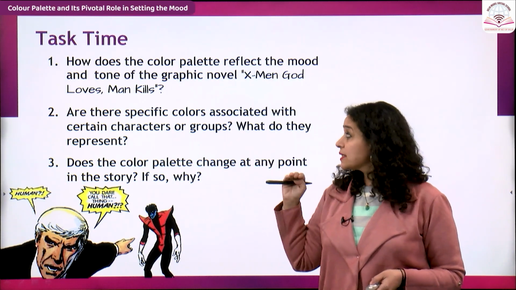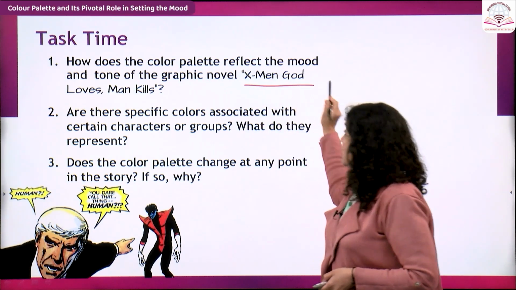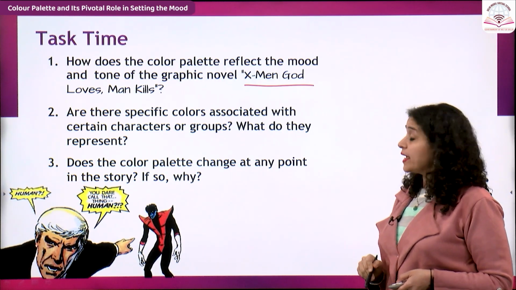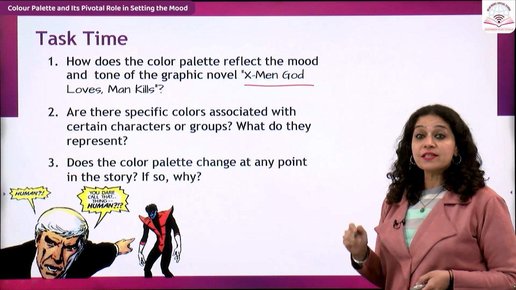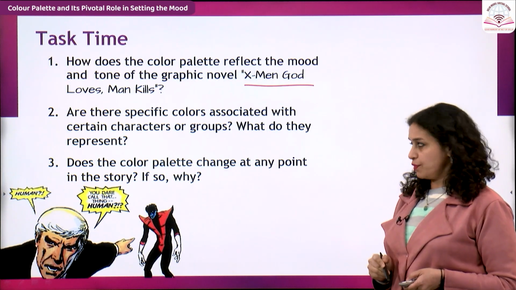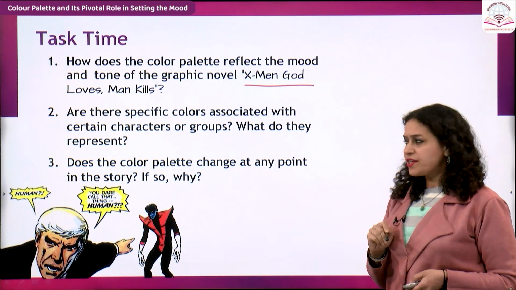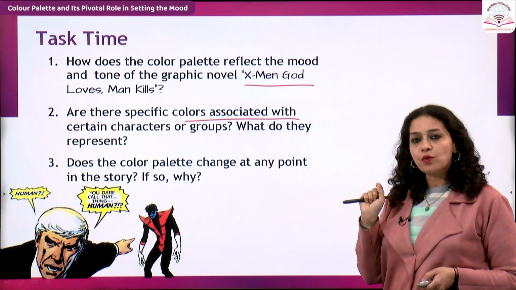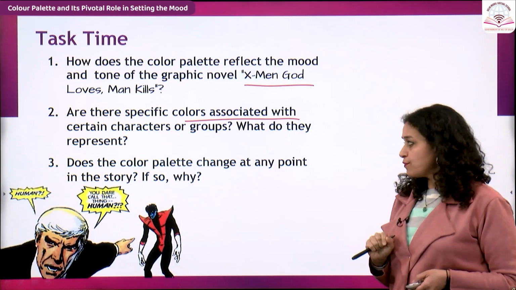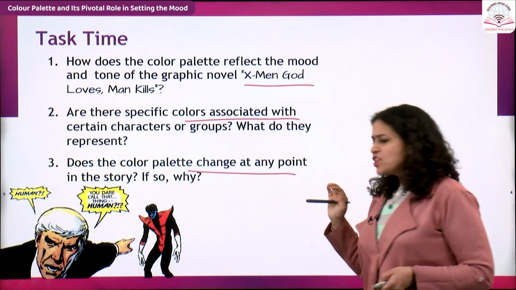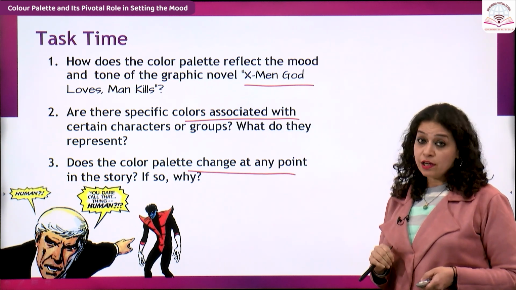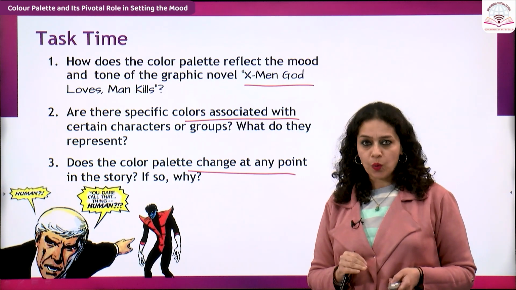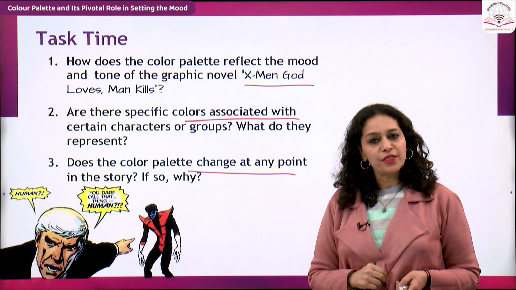You have to read this graphic novel, X-Men: God Loves, Man Kills. And you have to identify how the color palette reflects the mood and tone in this graphic novel. And then you have to identify how specific colors are associated with certain characters and what is the purpose of doing that. And finally, does the color palette change at any point in the story? If so, why? So I'm sure you are going to enjoy reading this graphic novel and I'm going to discuss this in the coming video.